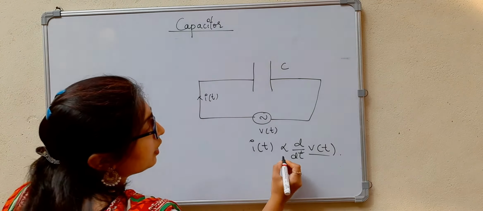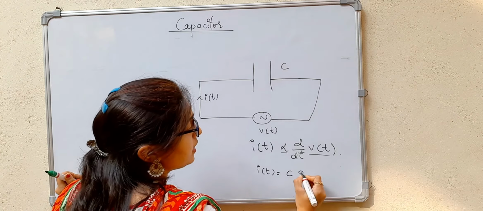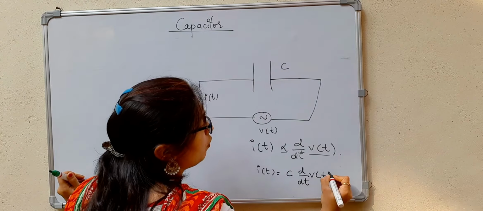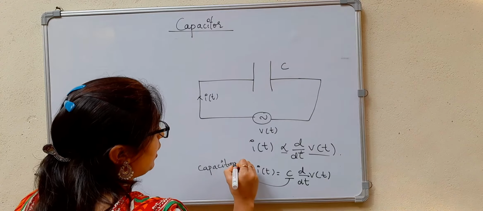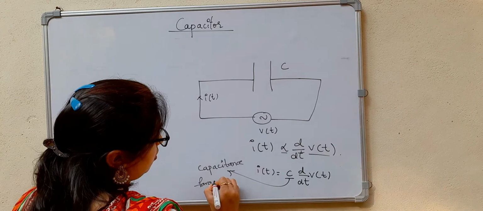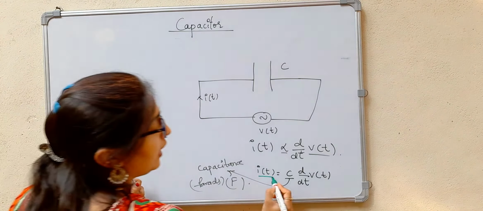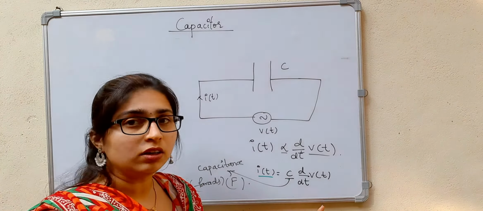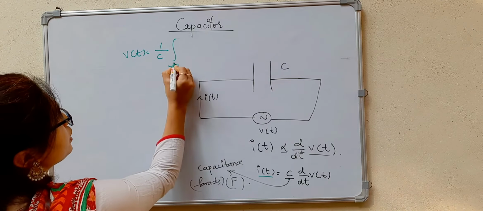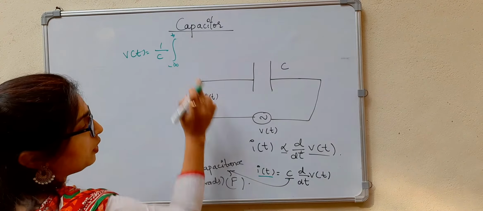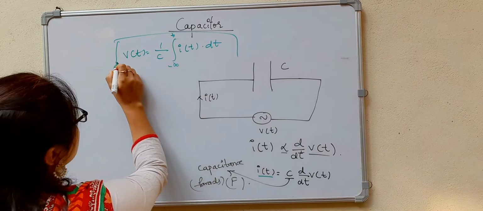So here if I remove the proportionality sign, I will be getting a proportionality constant C: i of t equals C d by dt V of t. So C is nothing but the capacitance, which is measured in farads, F. If we know the current and the capacitance, then we can find the voltage across the capacitor. That is V of t is equal to 1 by C integration from minus infinity to t of i dt. This is the formula for voltage.